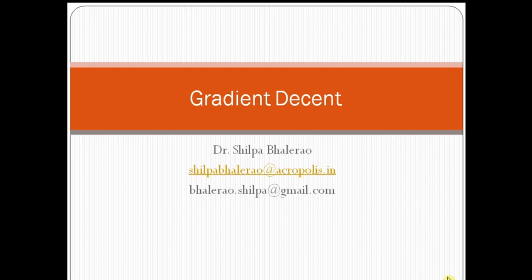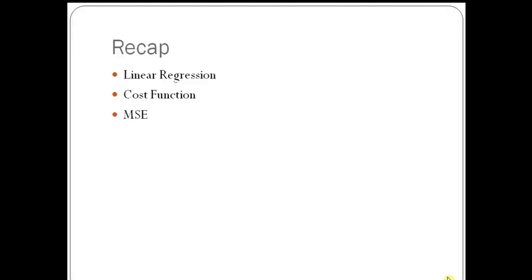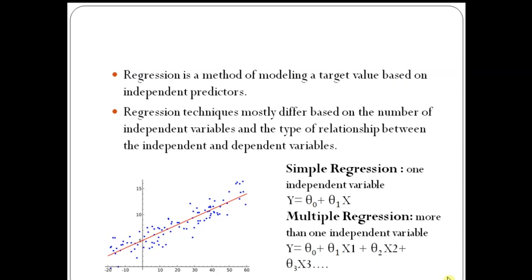So before going to gradient descent, we must know what a linear function is and what a cost function is. One important cost function is mean square error. So how do we use gradient descent? Before that, we are going to refresh the concept of linear regression.